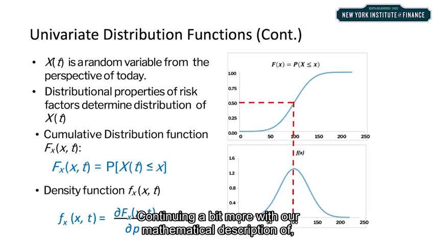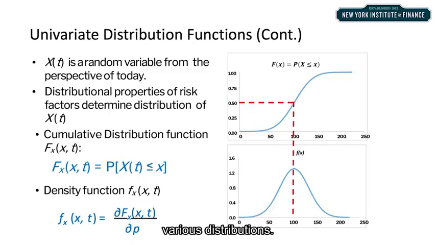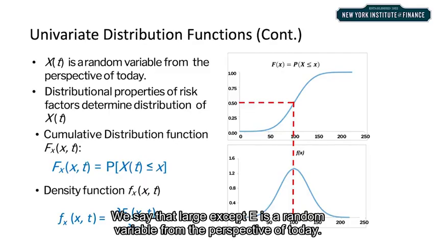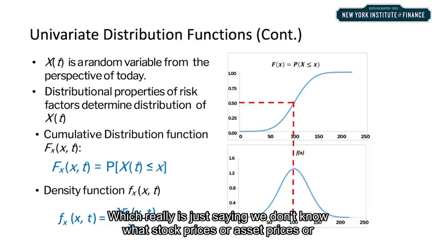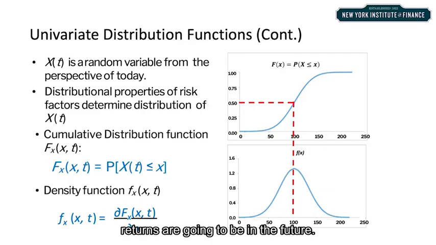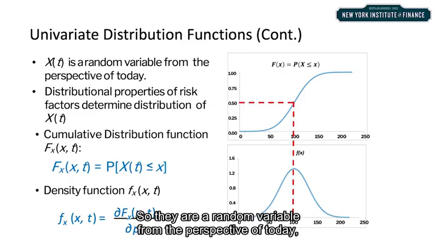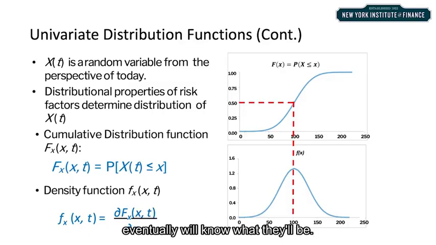Continuing a bit more with our mathematical description of univariate distributions, we say that large X sub t is a random variable from the perspective of today, which really is just saying we don't know what stock prices or asset prices or returns are going to be in the future. So they are a random variable from the perspective of today. Eventually we'll know what they'll be, but right now we don't.